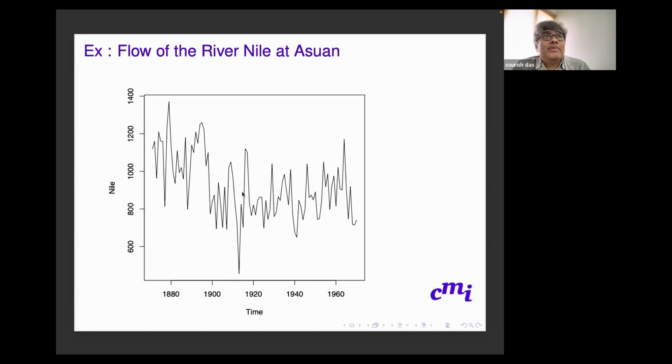And if you can estimate the change point, then you can go back and check exactly when the regulation, the implementation of the dam, happened. So change point estimation of time series is a very interesting problem. There are lots of applications of change point estimation.